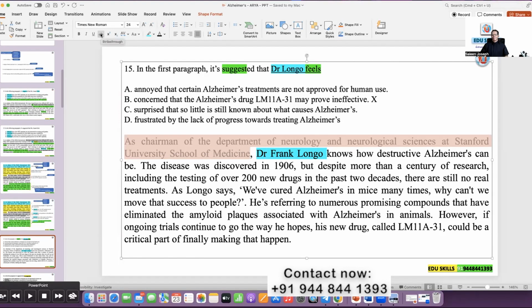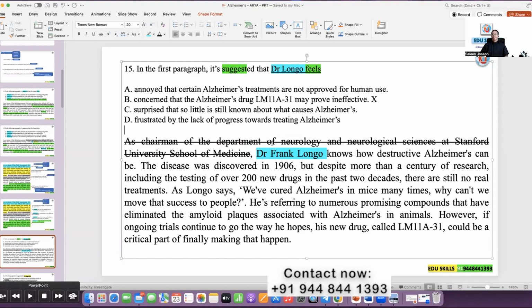It is a subject complement, a complement about Dr. Frank Longo, right? As chairman of the Department of Neurology and Neurological Sciences at Stanford University School of Medicine, he is the complement of Dr. Frank Longo, which is not required. Now he says he knows how destructive Alzheimer's can be. What is the emotion here? Let's highlight the emotions here. Annoyed, concerned, surprised, frustrated. He says how destructive Alzheimer's can be.